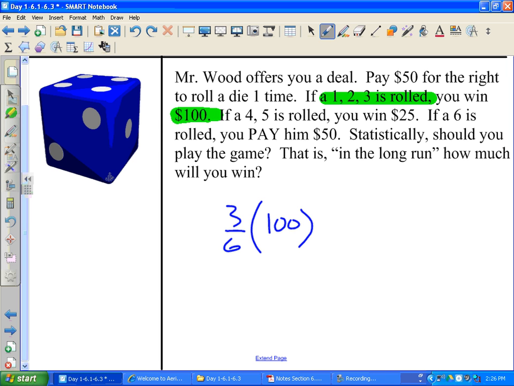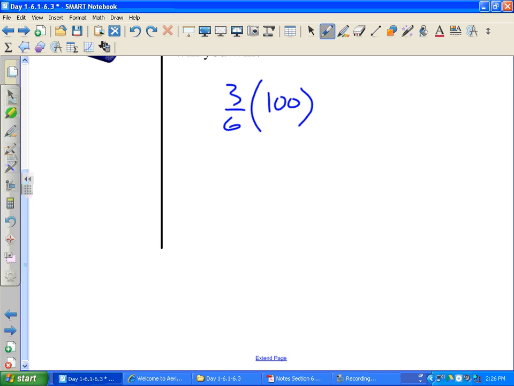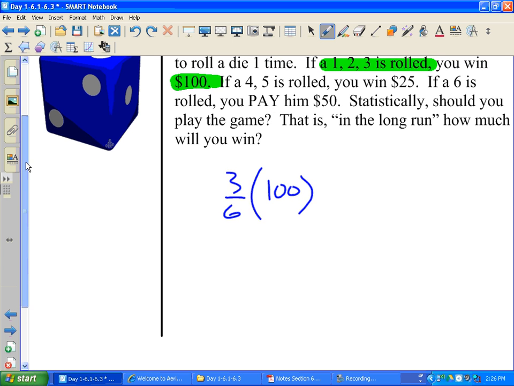Okay? So if I want to put this together in terms of probability, half the time I'm going to get $100, and that's what some of you guys said, right? Okay. Also, what's happening? 2 times out of 6, I'm going to give you what? $25? You guys agree with that? Okay?